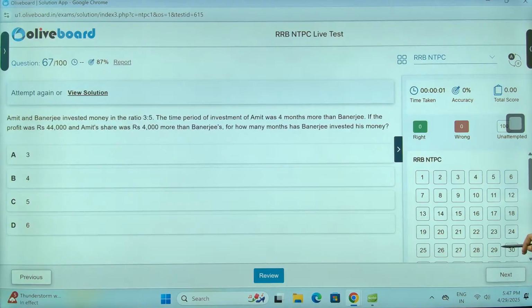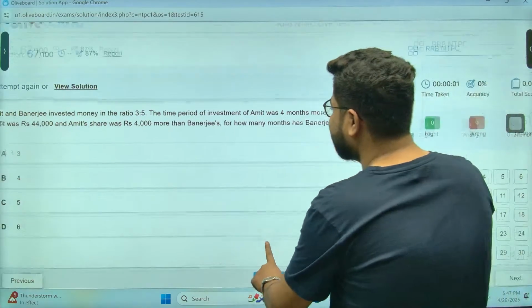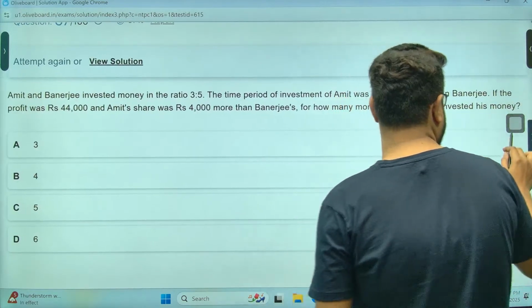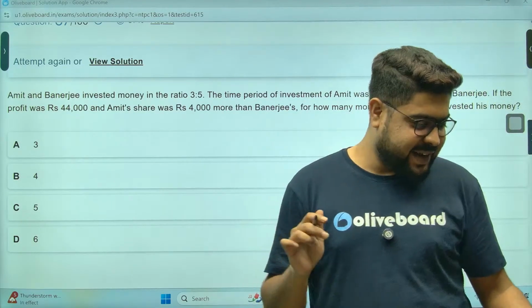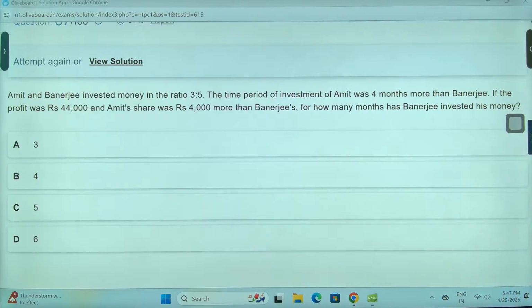xy equals constant gives you a rectangular hyperbola. Let's go, everyone.